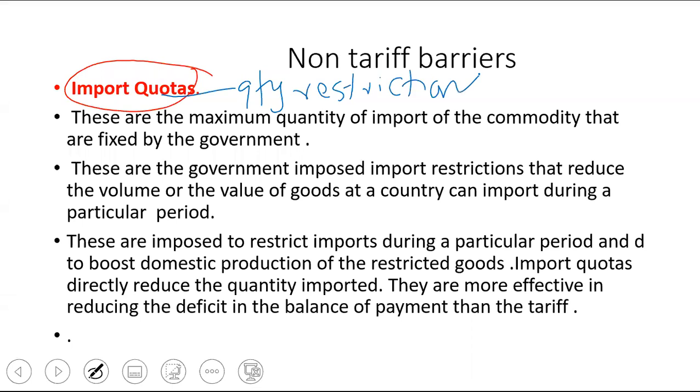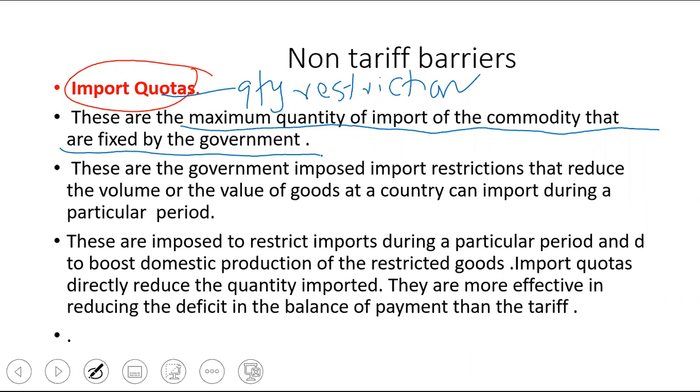Quota is the maximum quantity of imports of a commodity that is fixed by government. Very, very important. What do you mean by quota? The maximum quantity of import that can be done in a country, fixed by government. Say for example, government is deciding one jeweler can import only 3 kilo of gold. So that is the quota. He cannot import more than 3 kilo.